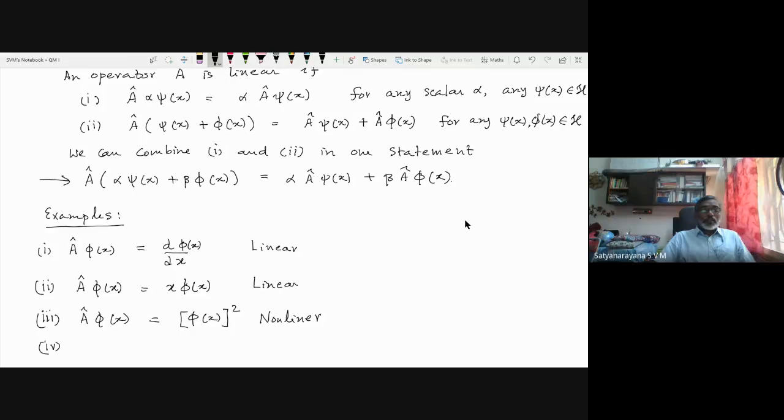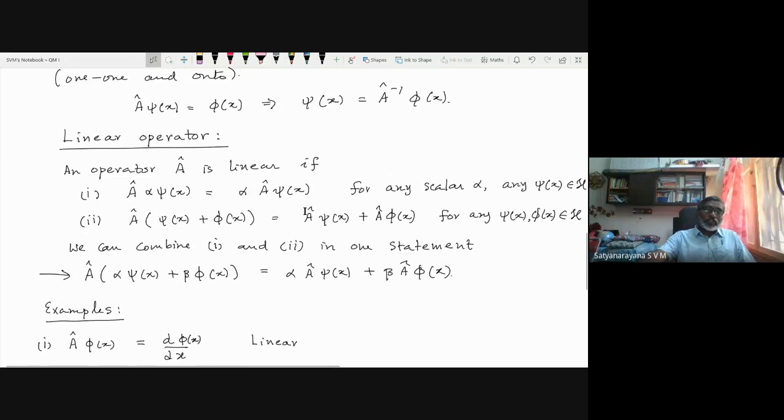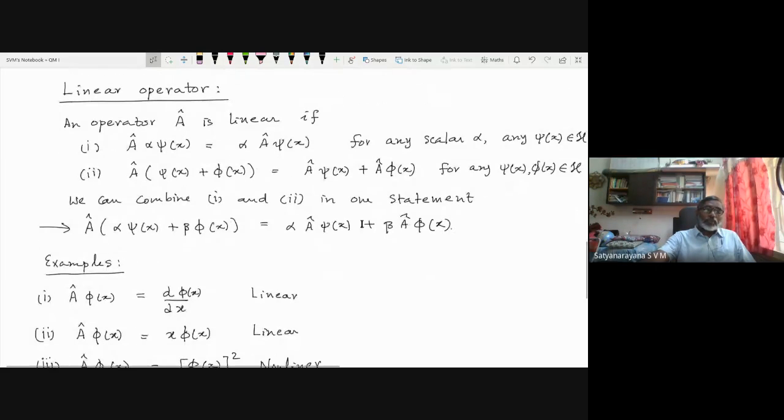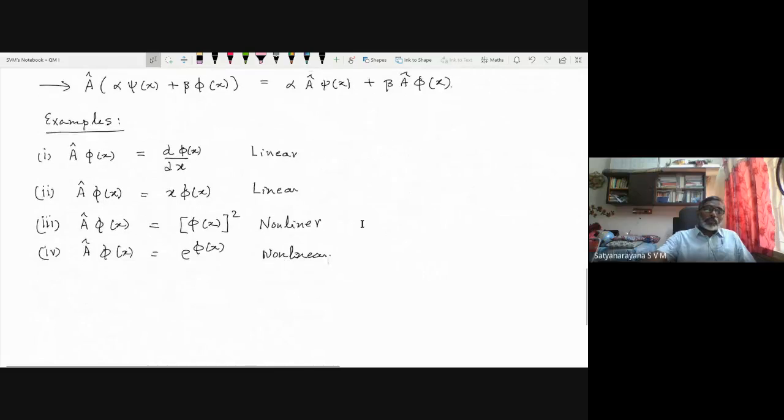In the same way, let's say that I have A acting on phi of x is equal to e to the power phi of x. Okay, this is another function. If you take x, it will be e to the power x. If you take x squared, it will be e to the x squared, and so on. But this is also a non-linear operator. So linear operators are the ones which satisfy these two criteria, or a combined criterion like this, and other operators that are not linear are non-linear operators. Okay, so we have talked about the linearity of the operator.